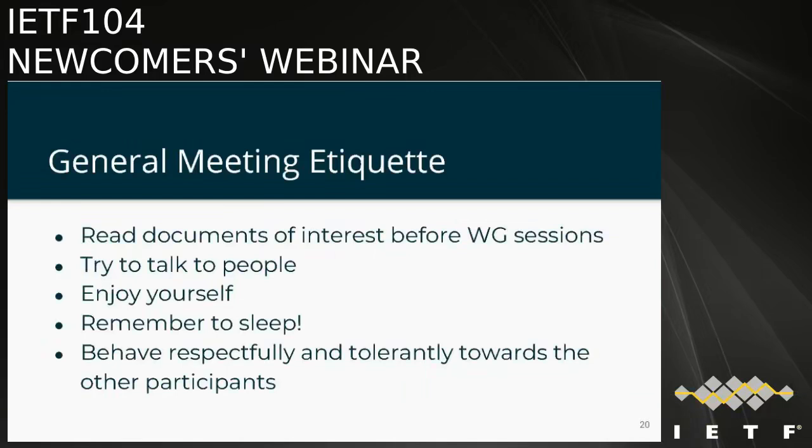So, general meeting etiquette about how to be effective and to get along with folks. If you're interested in a particular area, and I'm assuming that everyone here has interests in 1 or more particular areas, read the documents of interest. All of the documents are posted, they're publicly available. The main website is datatracker.ietf.org. And you can find the list of working groups.